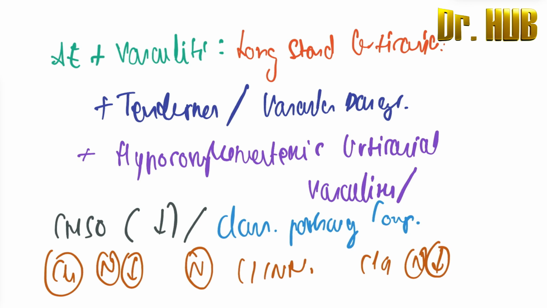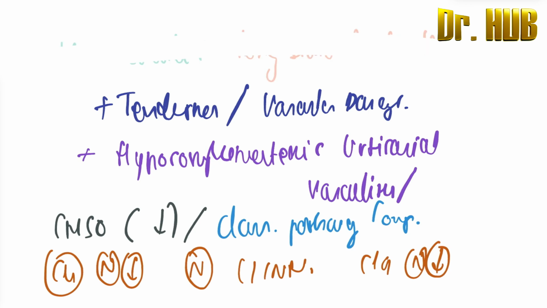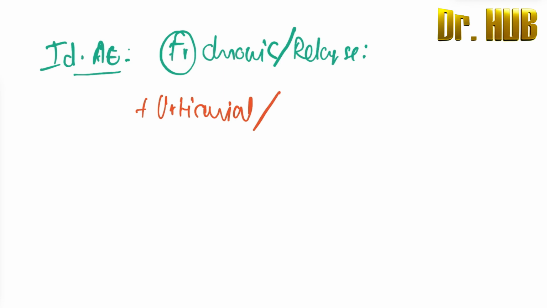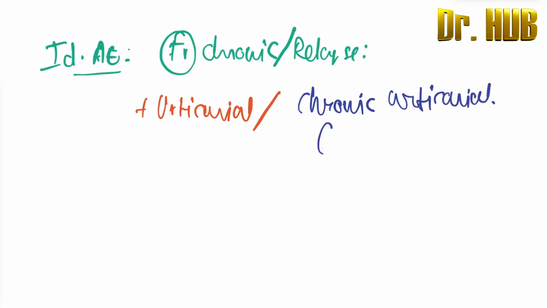Now let's jump to the last variety, the idiopathic AE. What is idiopathic AE? It means the angioedema is frequently chronic and relapsing. It often occurs with urticaria, and you should consider testing for chronic urticaria, that is the CD203c.